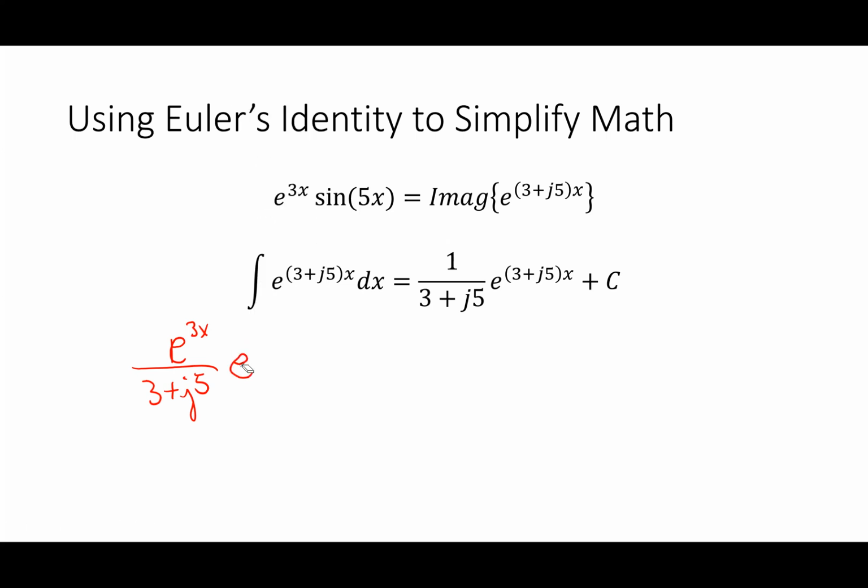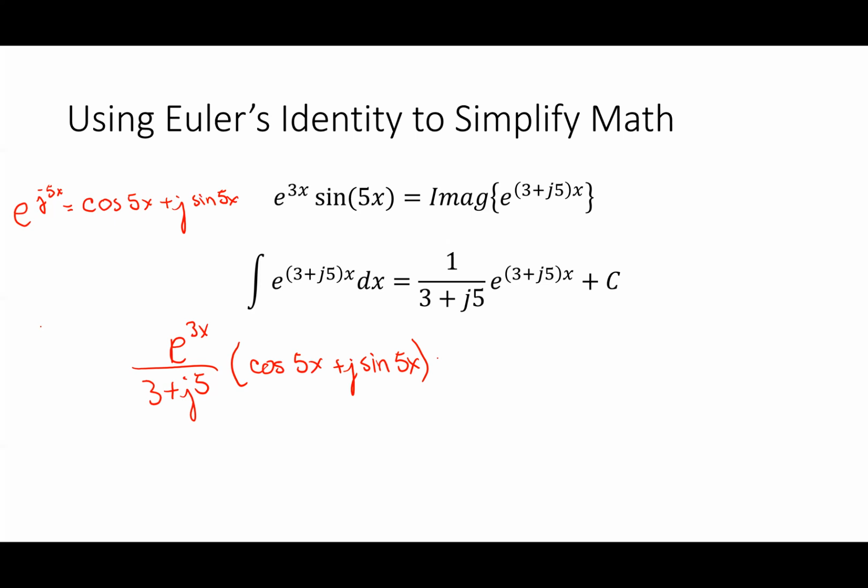All right. So I don't want to write that just straight in there. e to the j 5x equals what? Well, how can I expand that using Euler? Cosine 5x plus j sine 5x. All right, like that.